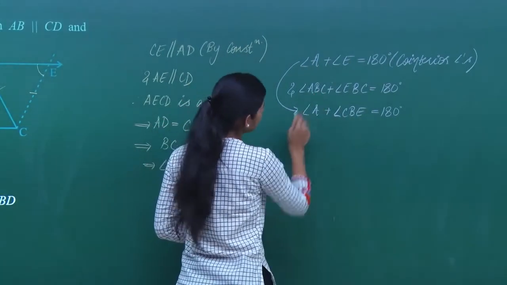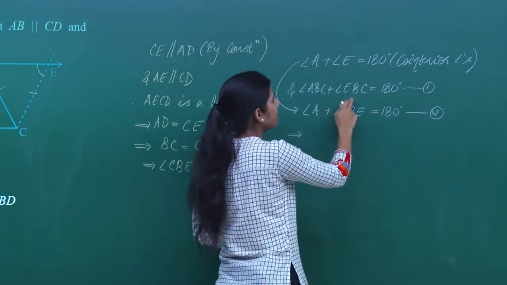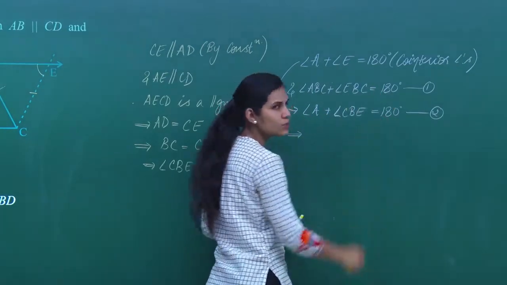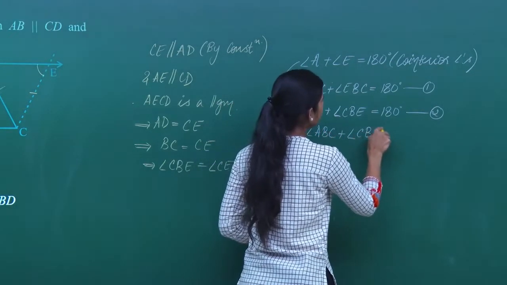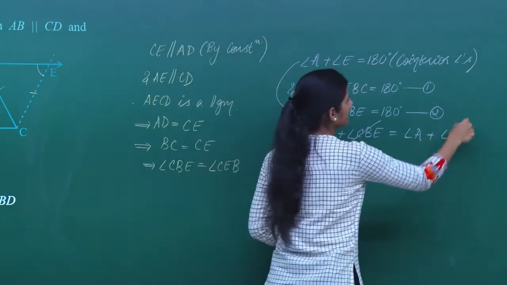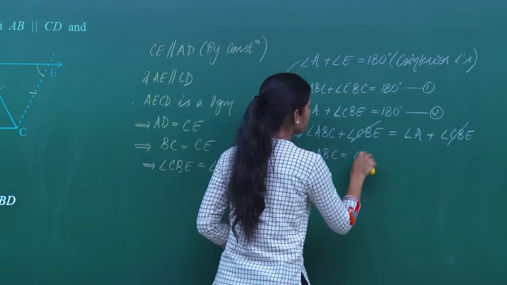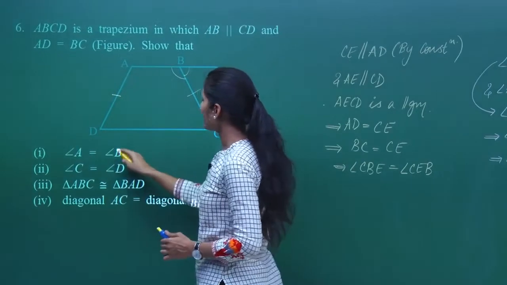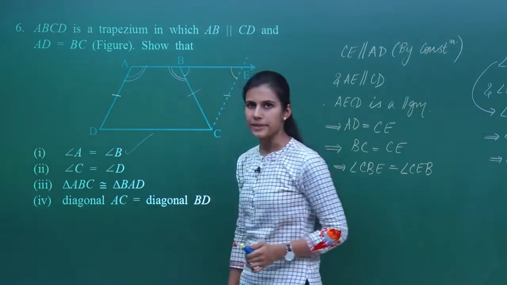Right? So what is it that I have? From 1 and 2, I get ABC plus CBE is 180, and angle at A plus CBE is 180. So basically I get angle ABC plus angle CBE is equal to angle at A plus angle CBE. Angle CBE cancels out. You are getting angle ABC is equal to angle at A. That is what you had to first of all show, that this complete angle at A is equal to this angle at B.